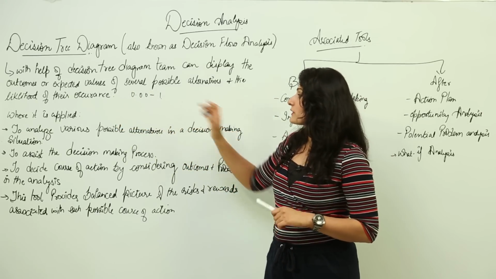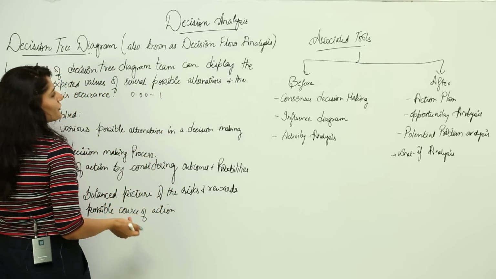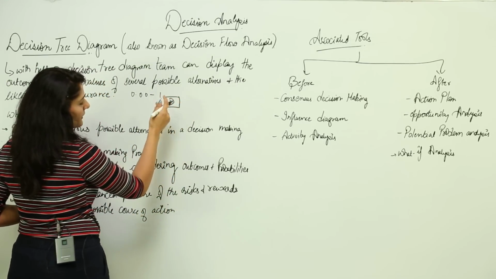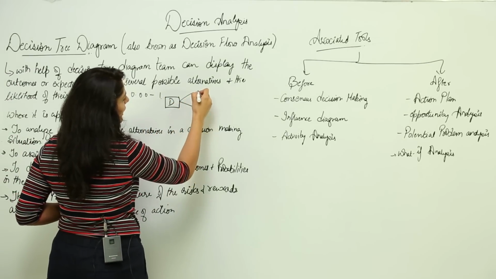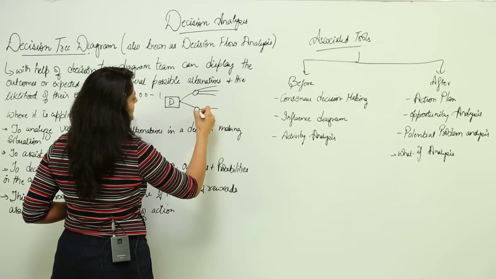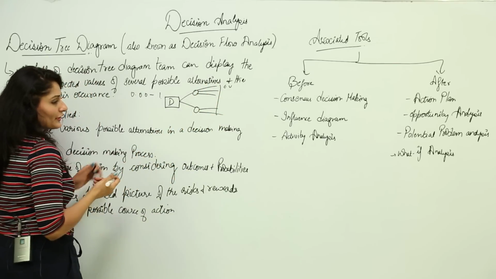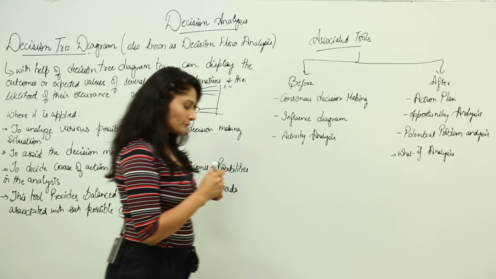So when we talk about this, okay, I will just show you the basic picture of how a decision tree looks. Basically, here we mention whatever our decision is, and then we branch out. These are the chance nodes and these are the possible alternatives, and here we mention the expected value of each alternative. So this is how a decision tree looks.